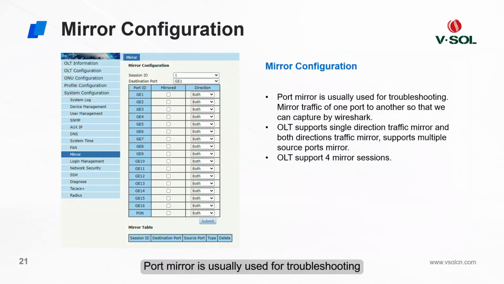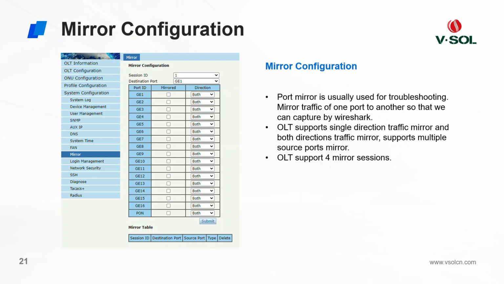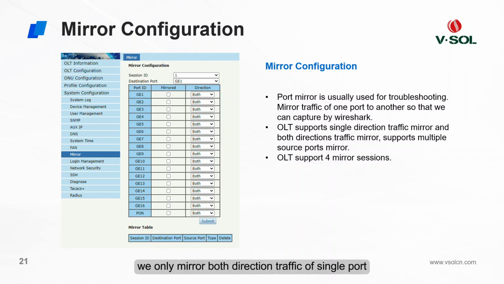Port mirror is usually used for troubleshooting. Mirror the traffic of one port to another so that we can capture it with Wireshark. The OLT supports single direction traffic mirror and both directions traffic mirror, and supports multiple source ports mirror. The OLT supports 4 mirror sessions. But usually, we only mirror both direction traffic of a single port.